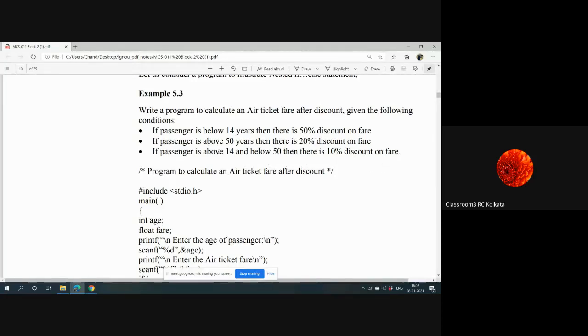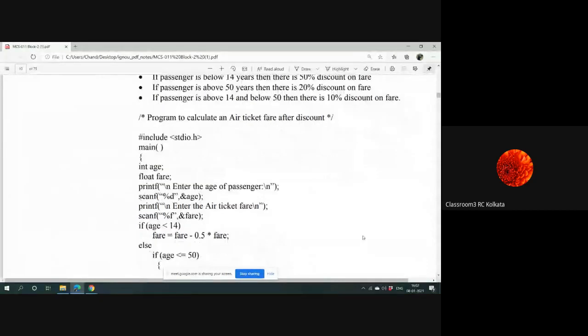Tell me, what operators do we require now? Relational operators and logical operators. Okay? How many variables do we require? We require only two variables, age and fare. Enter the age of the passenger, enter the fare. Both use ampersand, but one is int and one is float. So age you have to enter.